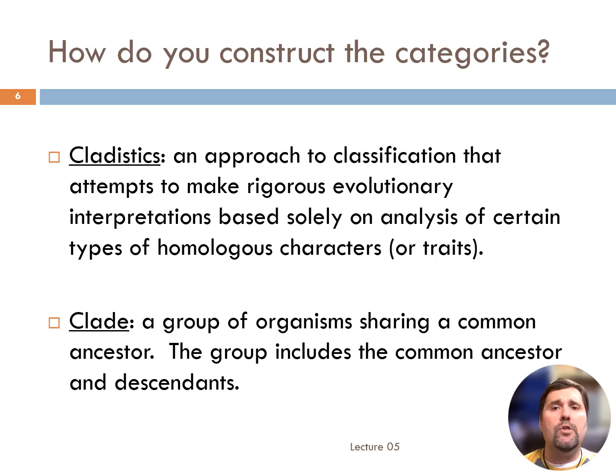Today, most evolutionary scientists classify species using the strategy of cladistics, an approach to classification that attempts to make rigorous evolutionary interpretations based solely on analysis of certain types of homologous characters or traits. In cladistics, most homologies are considered unhelpful, and analysis must focus only on certain kinds of homologies. A clade is a group of organisms sharing a common ancestor. The group includes the common ancestor and descendants. Each species defines its own clade, consisting of itself and any species that might descend from it.